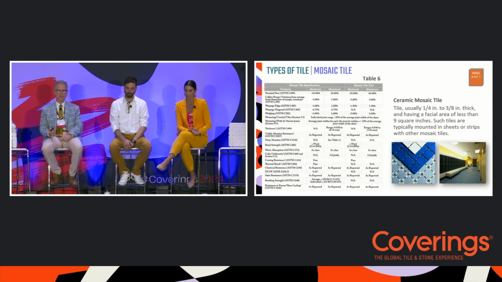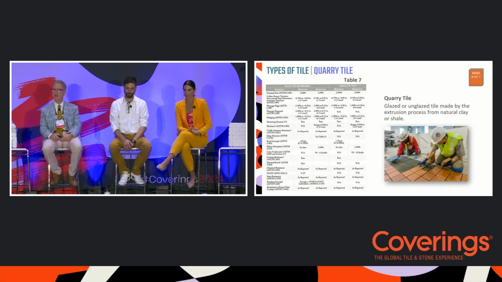But let's start with mosaic tile. A mosaic tile is defined according to its size. It's any tile that is less than 9 square inches. So a mosaic tile could be a stone tile, it could be a glass tile, it could be a porcelain tile, and it's often one of those. But before it's any of those, it's considered a mosaic tile. And so we consult table 6 to learn the properties of mosaic tile.